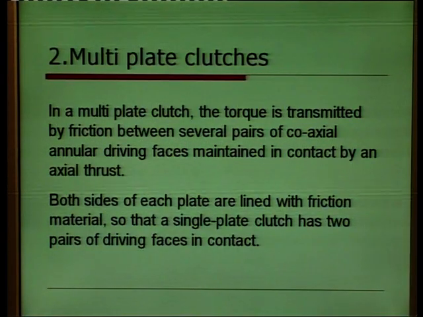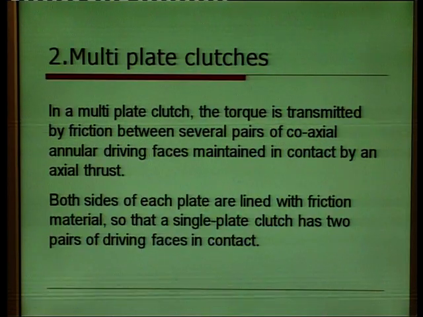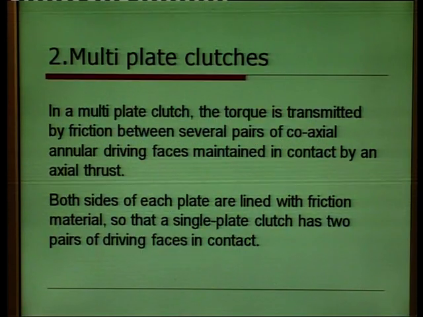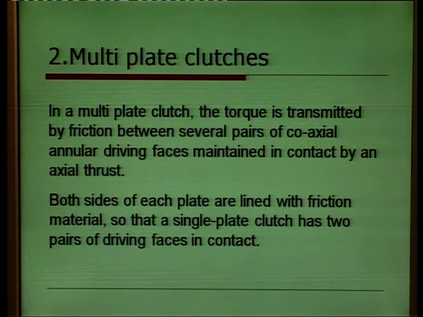Number 2, multiplate clutch. In a multiplate clutch, the torque is transmitted by friction between several pairs of coaxial annular driving faces maintained in contact by an axial thrust. Both sides of each plate are lined with friction material, so that a single plate clutch has two pairs of driving faces in contact.